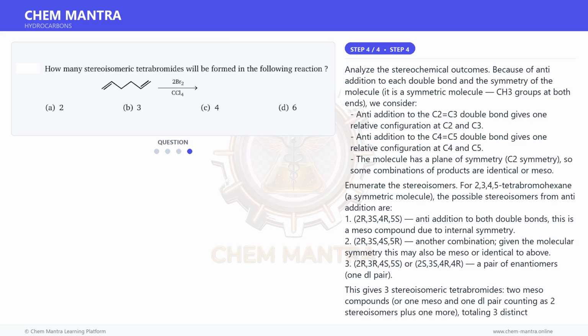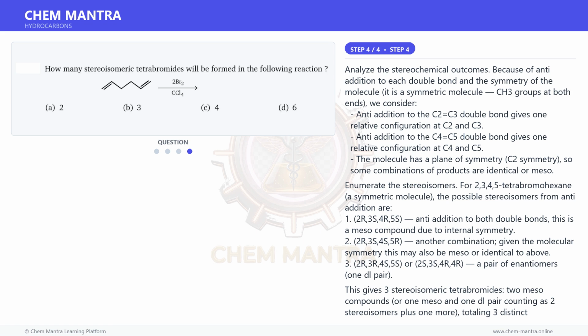And for the final step, analyze the stereochemical outcomes. Because of anti-addition to each double bond and the symmetry of the molecule, it is a symmetric molecule, CH3 groups at both ends, we consider.